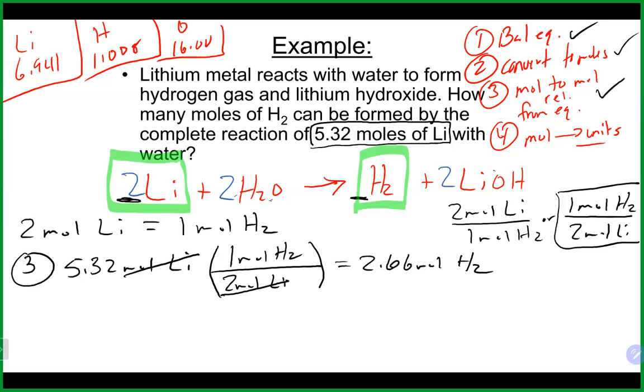Do I need to do step number 4 in this case? I don't, because the units I'm looking for are moles of hydrogen. I put a pretty box around it, and maybe a happy face next to it. I don't know, any of those things.